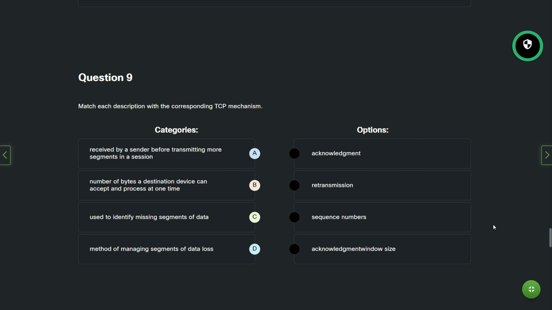Match each description with the corresponding TCP mechanism. Received by a sender before transmitting more segments in a session. Number of bytes a destination device can accept and process at one time. Used to identify missing segments of data. Method of managing segments of data lost.